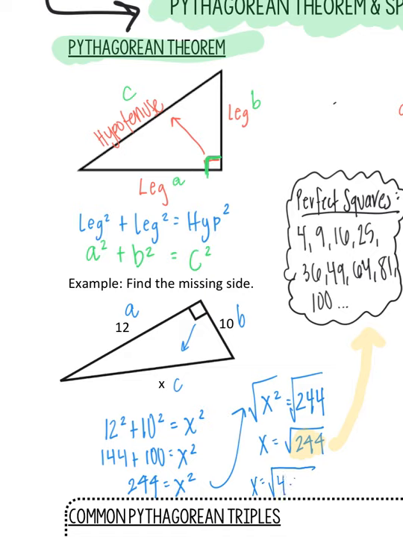4 fits into 244 61 times. 4 is the perfect square. Take the square root of 4. The square root of 4 is 2. So we have 2 square root of 61. We know that is the furthest that breaks down because 61 is a prime number. It also is not divisible by any of those values up above. So that is our final answer. I expect your answers to be in simplified radical form on your assignments as well.